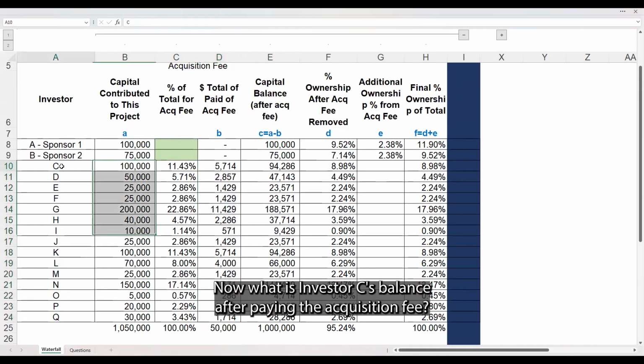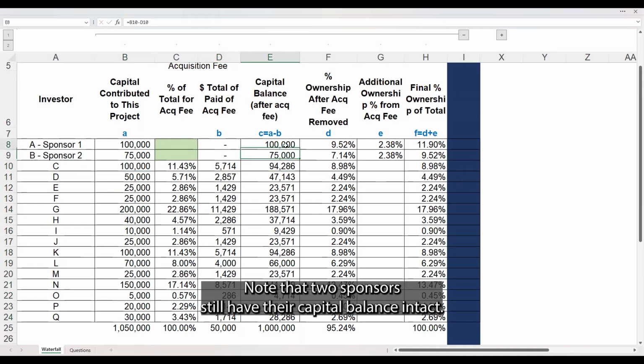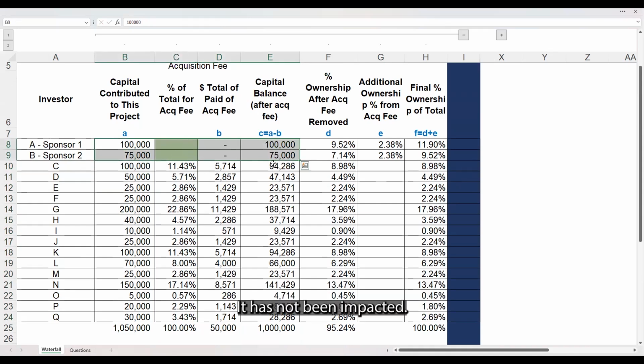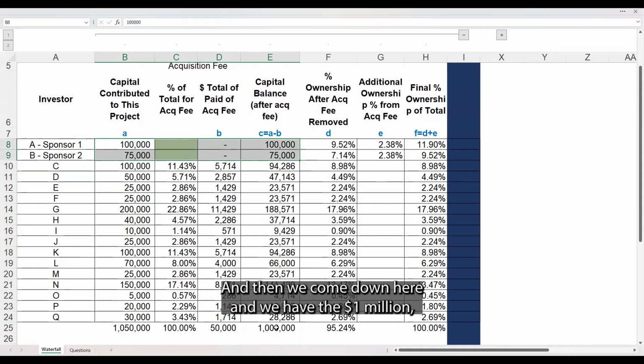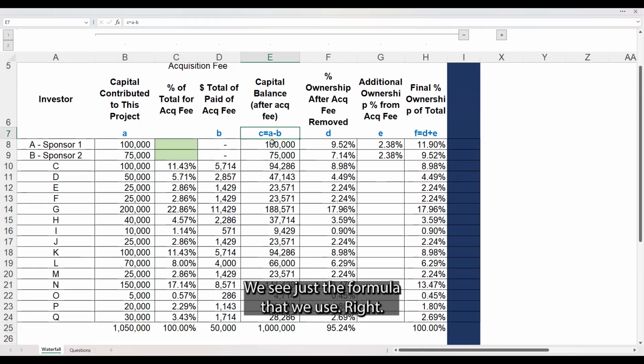Now, what is investor C's balance after paying the acquisition fee? It's going to be the difference between those two columns. So their capital balance at that point is 94,000. Note that the two sponsors still have their capital balance intact. It has not been impacted. And then we come down here and we have the $1 million, which is essentially the total amount of capital contributed minus the $50,000 acquisition fee. So those two together. And here we see just the formula that we use, right? This column is going to equal A minus B, just for ease of viewing and recalculations.